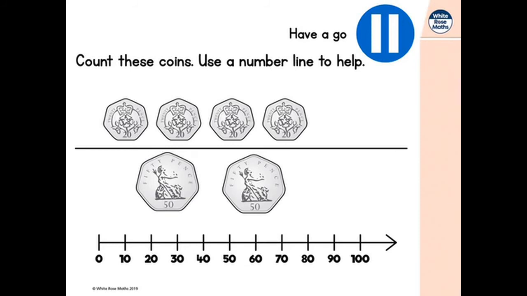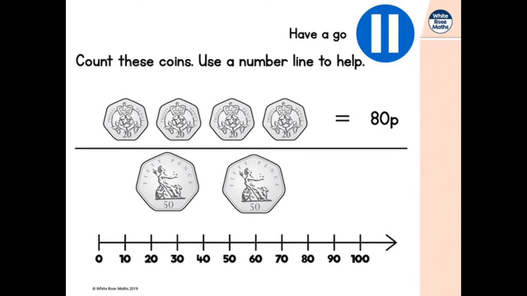Great. Okay, I'm probably going to use the number line for this one. I'm going to count by 20s. 20, 40, 60, 80. The 20p coins are worth 80p.